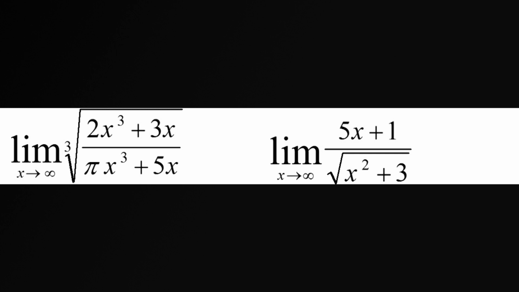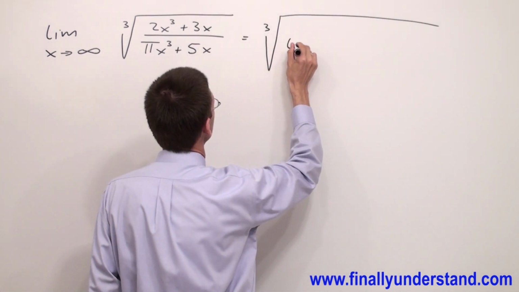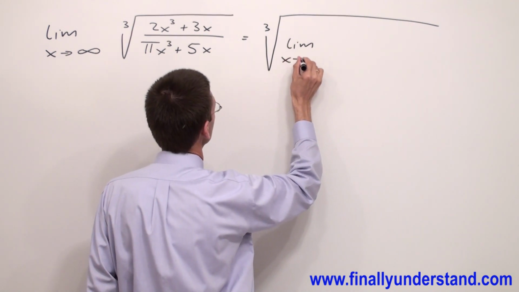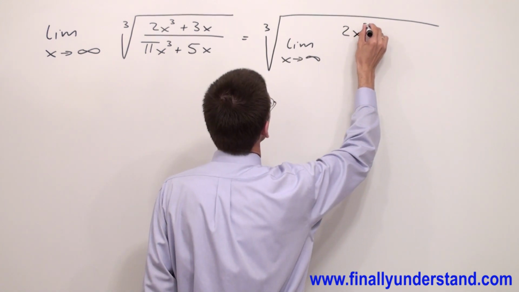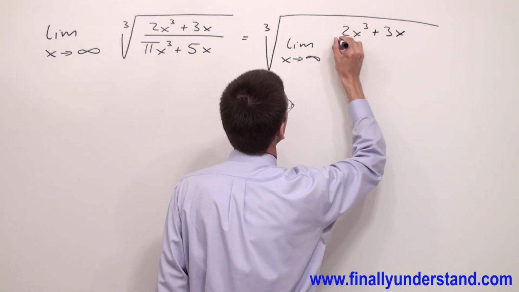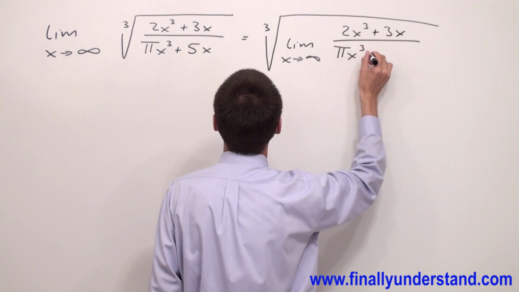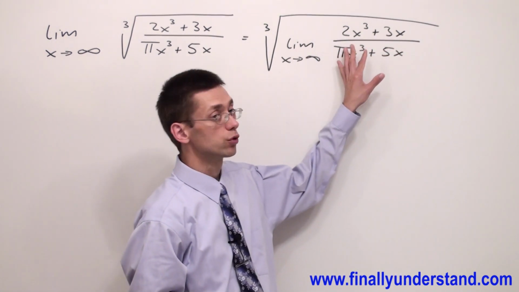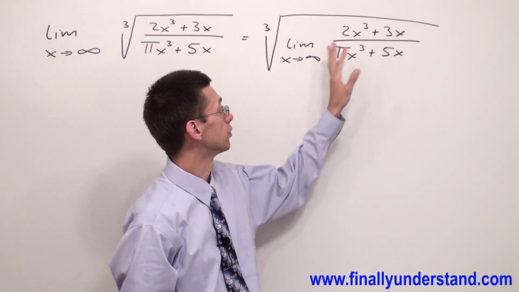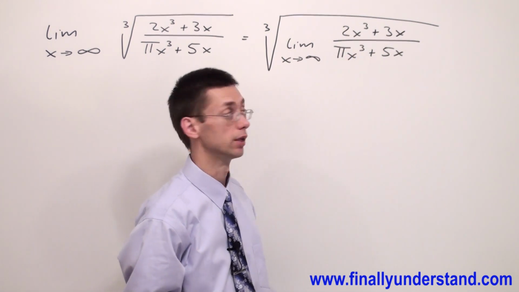Let's take a look at the next example. I'm supposed to rewrite this problem as cube root of limit with x going to infinity, and I have (2x cubed plus 3x) over (pi x cubed plus 5x). What am I supposed to do next? I'm supposed to divide the numerator and denominator by the variable from the denominator which has the highest exponent.